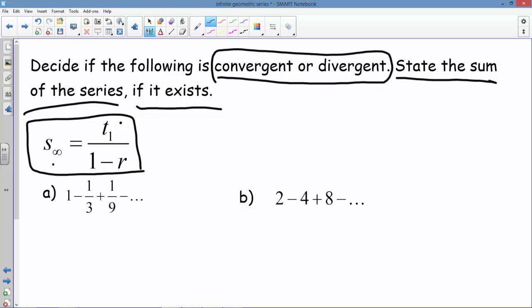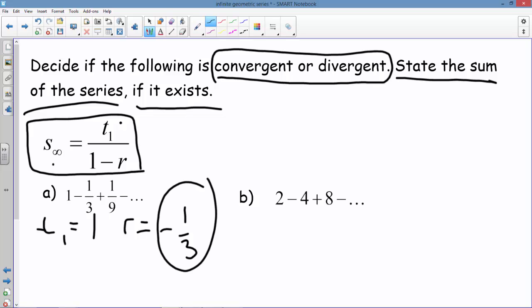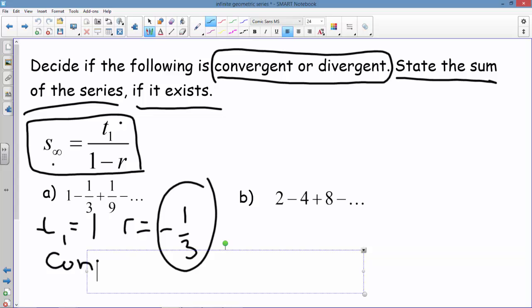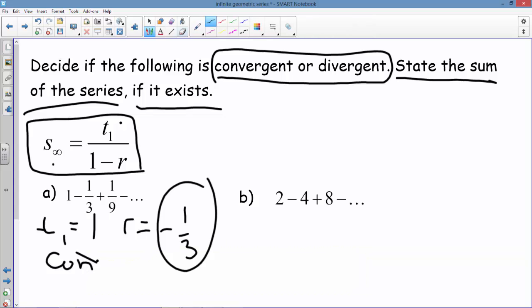So let's look at A. What is the first term? It's 1. And what's the common ratio? Now you should stop the video and actually figure out what the common ratio is. But I'm going to just write it down. It's -1/3. Now it's a fractional value, right? So that means that this is a convergent series, which means that it has a sum.